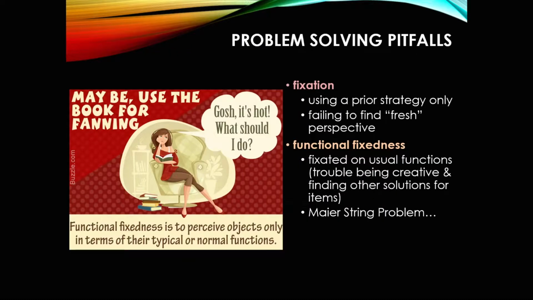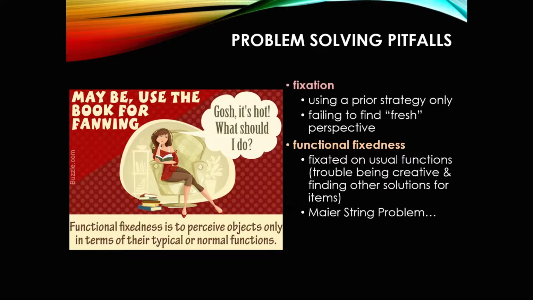There are several pitfalls that as humans we experience when it comes to problem solving. Things that are very common sort of mistakes or ways that we get stuck trying to solve a problem. And one of those is called fixation. Fixation is when you sort of get stuck with a prior strategy. You can only think about a prior strategy and you have a hard time finding a fresh perspective. So you really get fixated on one thing and you're not able to be flexible with your thinking to help you solve the problem.